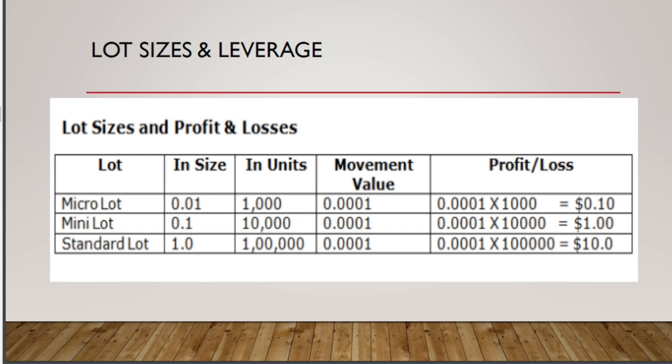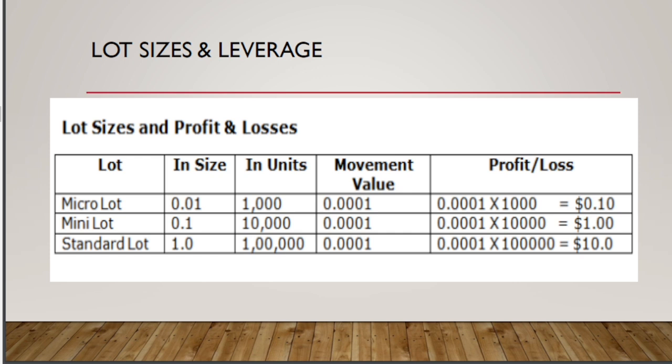Then in units, micro lot is 1,000. Mini lot is 10,000, while standard lot is 100,000. Then we have a movement value of 0.0001. That is their movement value. So for you to get profit or loss, what you do is multiply your movement value, which is your pip, times your units. That's how to know your profit or your loss.